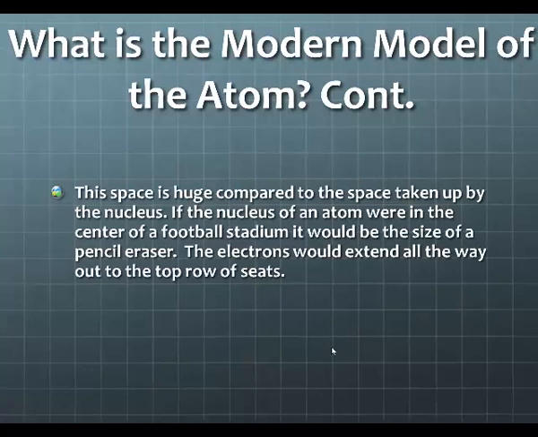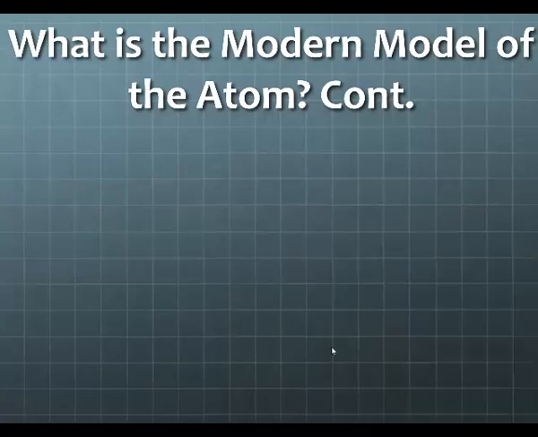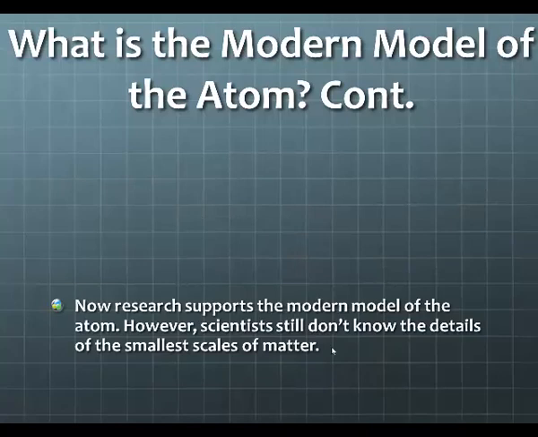So if the nucleus of an atom were the center of a football stadium, it would be the size of a pencil eraser. The electrons would extend all the way out to the top row of seats. Now, research supports the modern model of the atom. However, scientists still do not know the details of the smallest scales of matter.